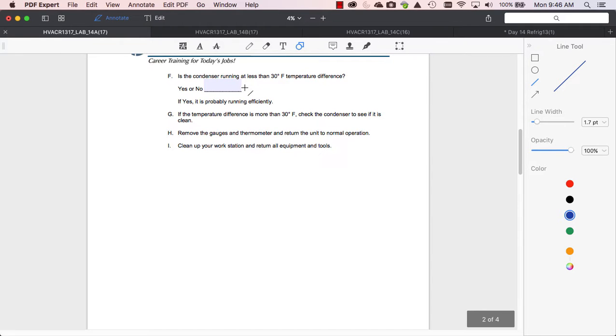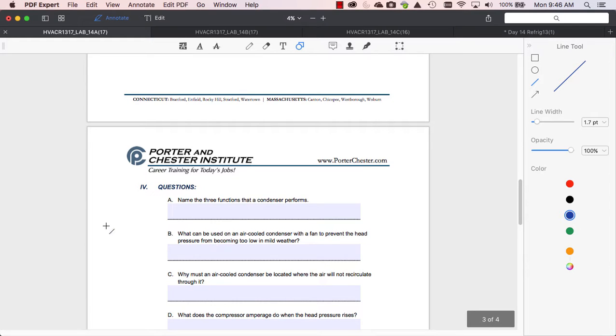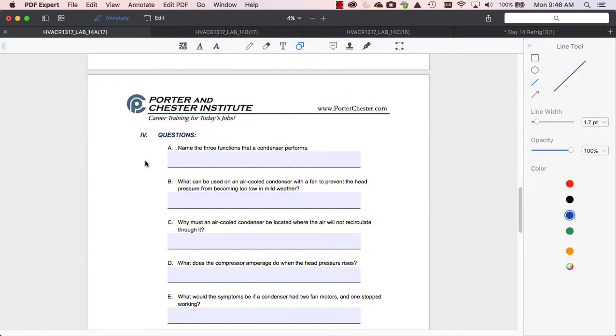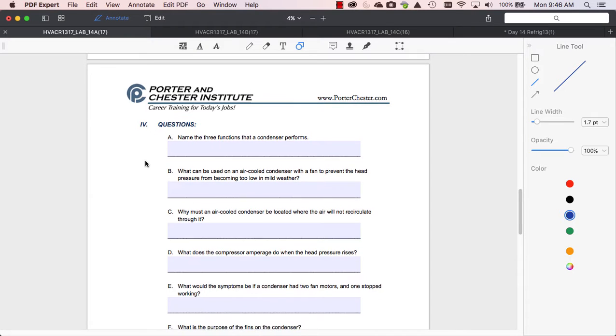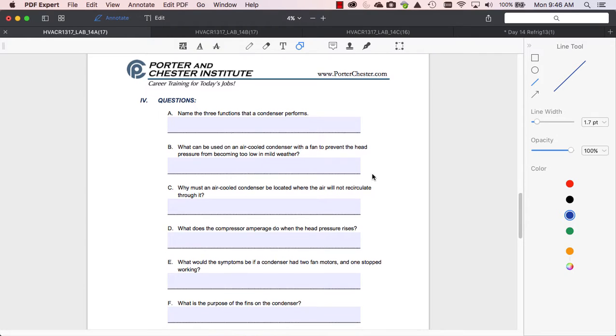Okay, you're going to look at your ambient temperature difference. And then you have some questions here. 3 functions a condenser performs: desuperheats, condenses, subcools. We've been through that from our lectures. Okay, what can be used with an air-cooled condenser fan to prevent the head pressure from being too low in mild weather? Fan cycling control, which is just a type of a high-pressure switch.